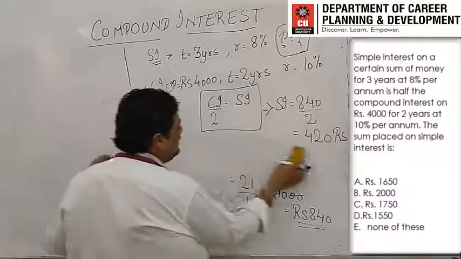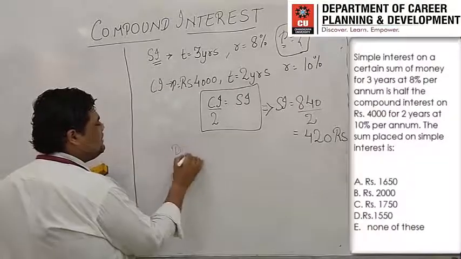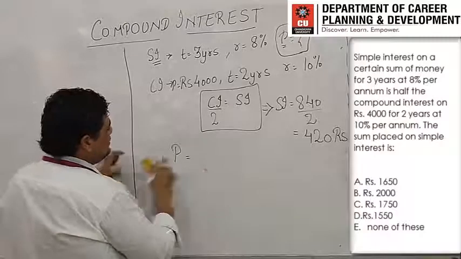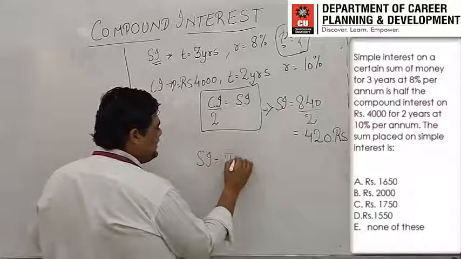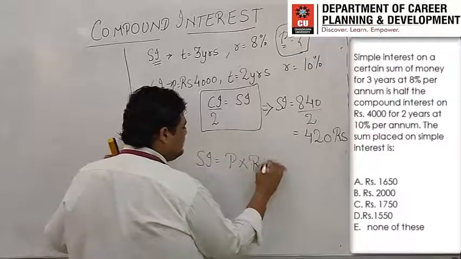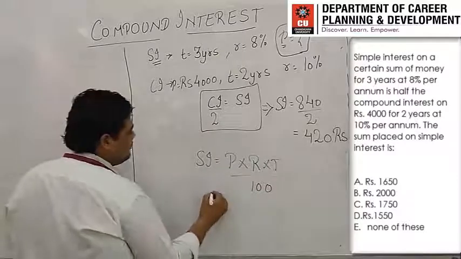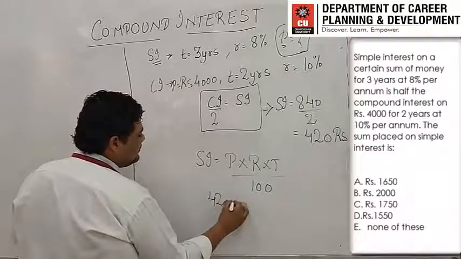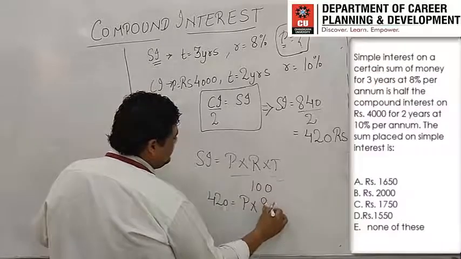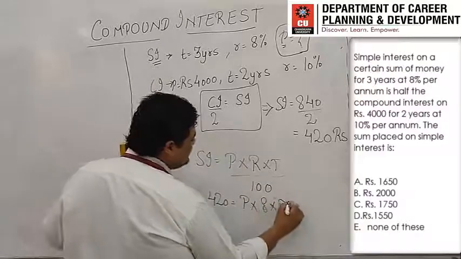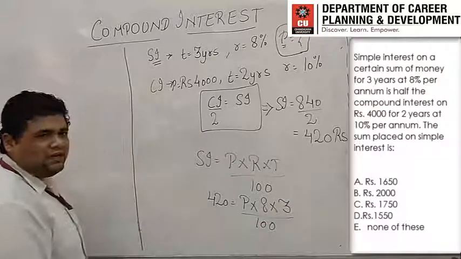Now you just have to calculate the principal. So the principal will be, if we apply the formula of SI equals P into R into T divided by 100. Simple interest is 420. Principal we have to find. Rate given to us is 8% and time given to us is 3 years.